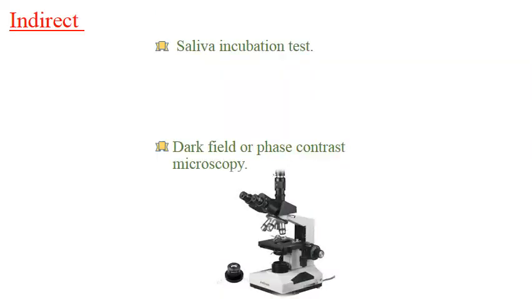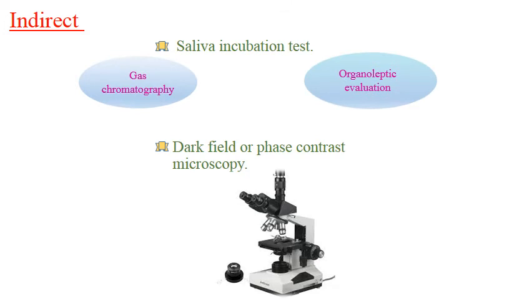The second method for measuring halitosis is indirect measurement. There are a number of indirect methods for measuring halitosis. For example, the saliva incubation test. Saliva samples are incubated in a sealed container at 37 degrees centigrade, and the headspace of the container is analyzed for volatile sulfur compounds, either by gas chromatography or organoleptic evaluation. This method provides an accurate measurement when compared to the organoleptic method.